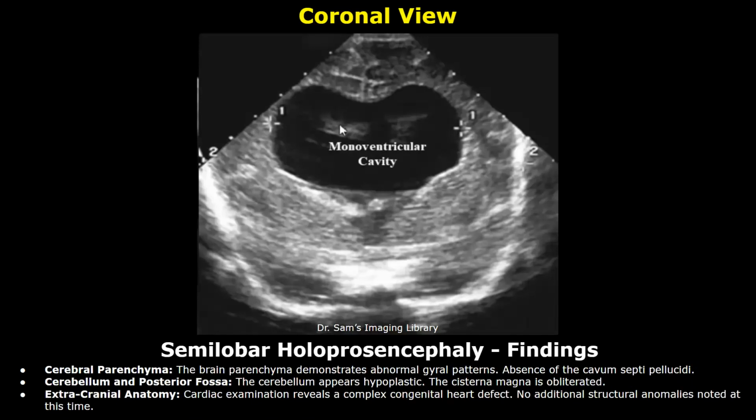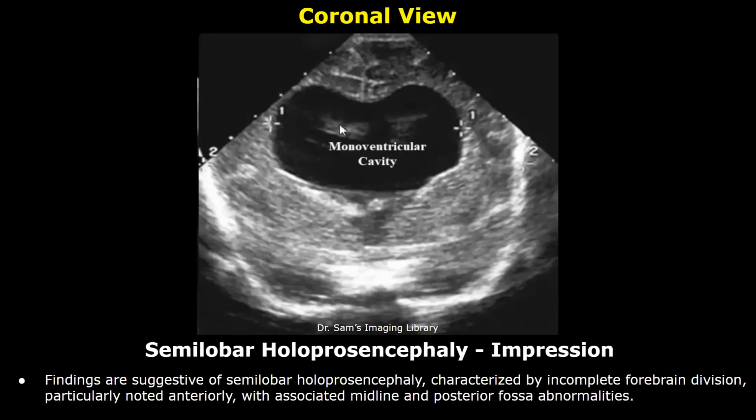Cerebral parenchyma. The brain parenchyma demonstrates abnormal gyral patterns. Absence of the cavum septi pellucidi. Cerebellum and posterior fossa. The cerebellum appears hypoplastic. The cisterna magna is obliterated. Extracranial anatomy. Cardiac examination reveals a complex congenital heart defect. No additional structural anomalies noted at this time.